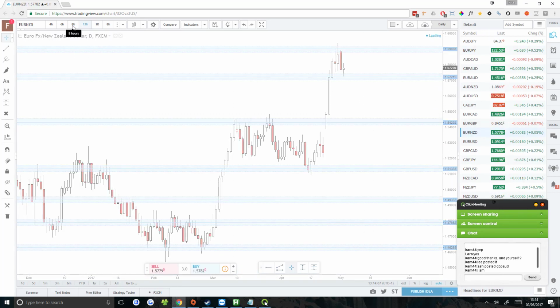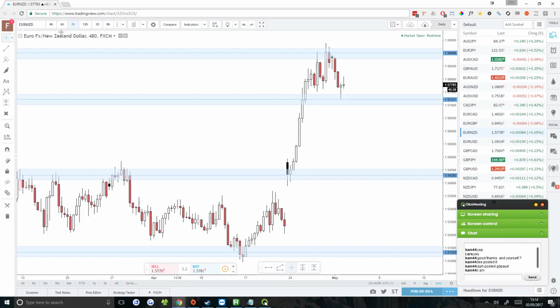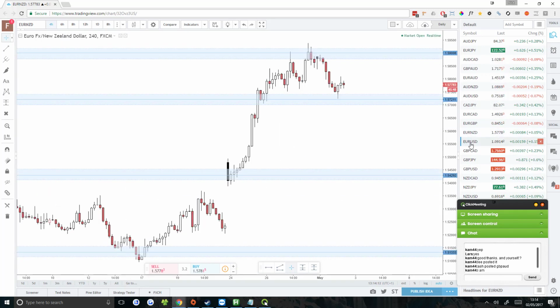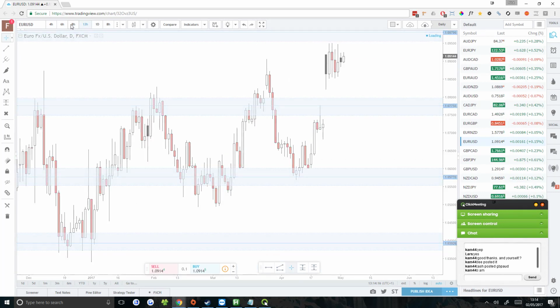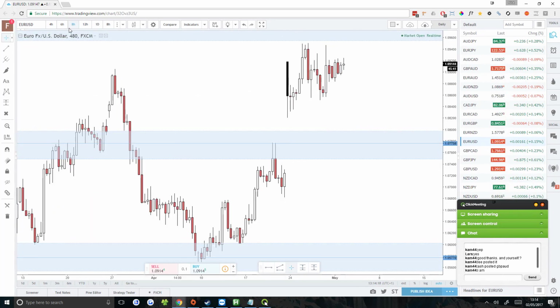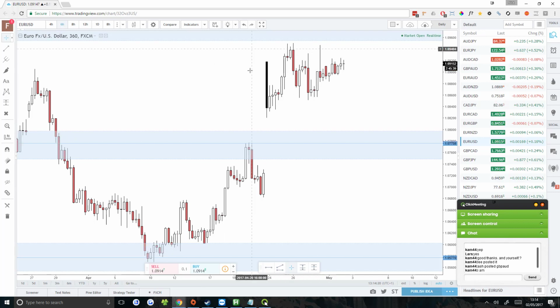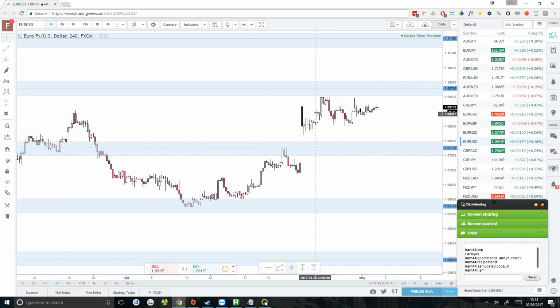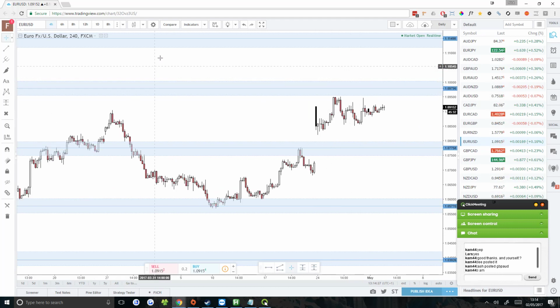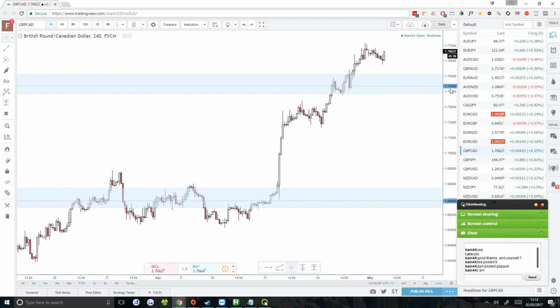All right, Euro New Zealand is just stuck in between two support resistance areas, whatever. Euro USD also just stuck between two support resistance areas. After that gap, it hasn't really made much movement. It's just like up, down, ranging very tightly, essentially. So, yeah, there's nothing much to see there.